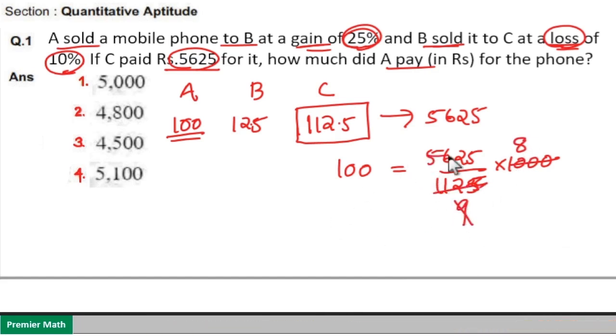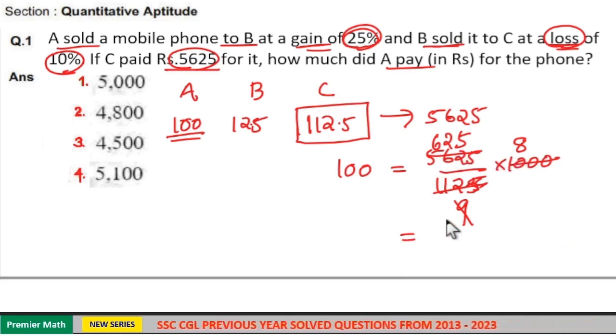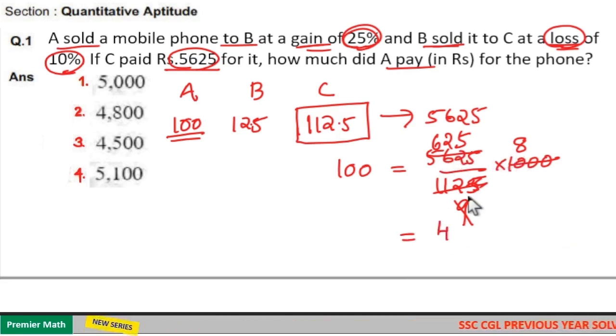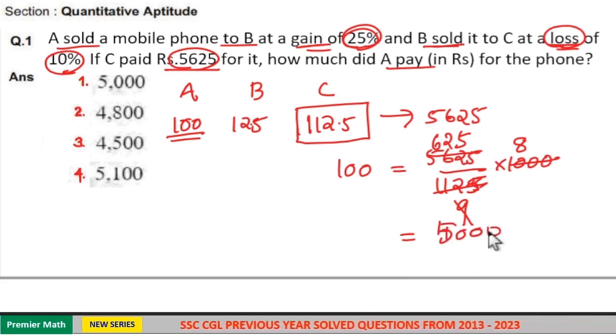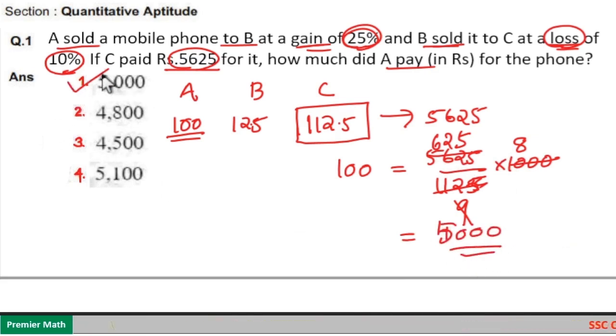Now 9 goes 6 times in 56, remaining 2. 9 goes 2 times in 22, remaining 4. 9 goes 5 times in 45. So 625 into 8 is equal to 6 into 8 is 48, 25 into 8 is 200. So 4800 plus 200 is equal to 5000. Option 1 is your answer.